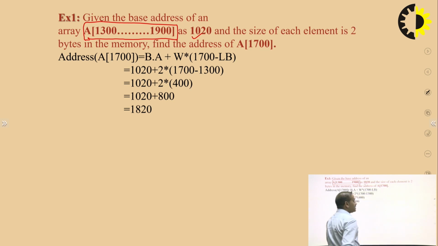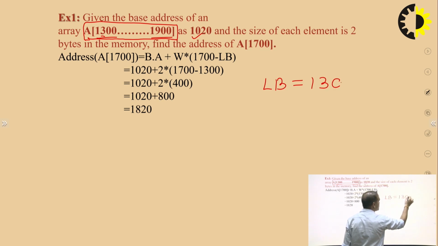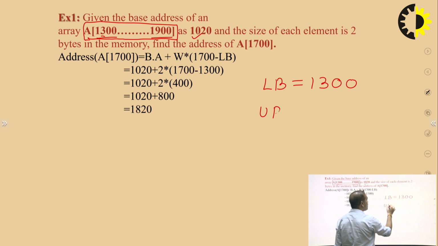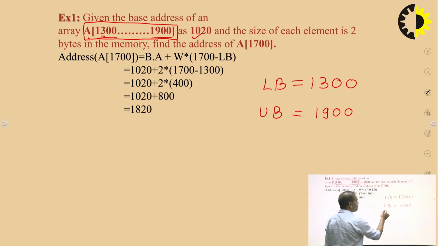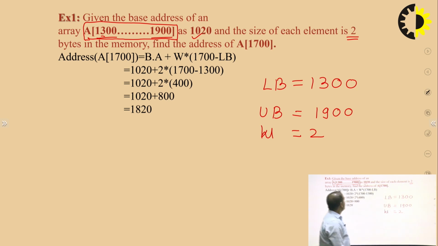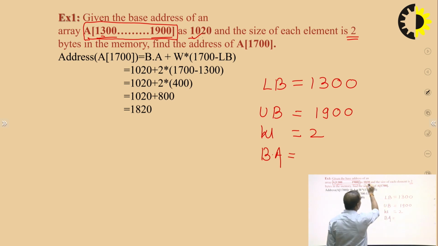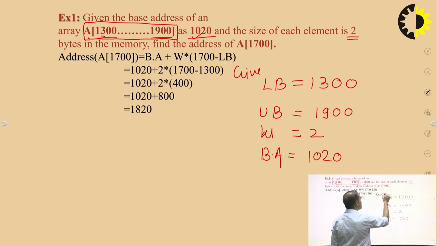Look at the slides. Here the given array is A 1300 to 1900. That means the lower bound of the given array is 1300. The upper bound of the given array is 1900. And the value of W is 2. And the base address is 1020. This is the given data which is given in the question.